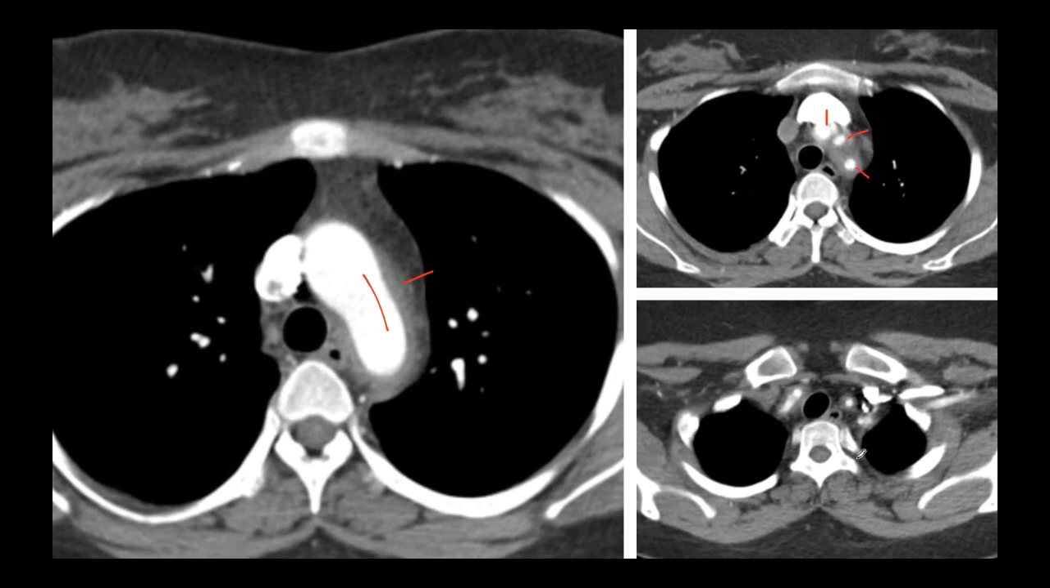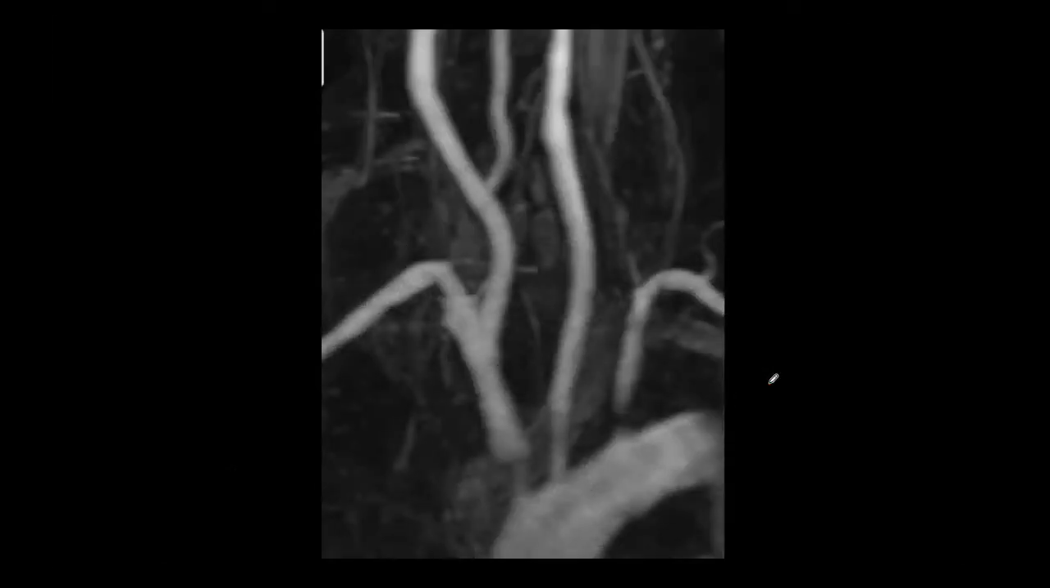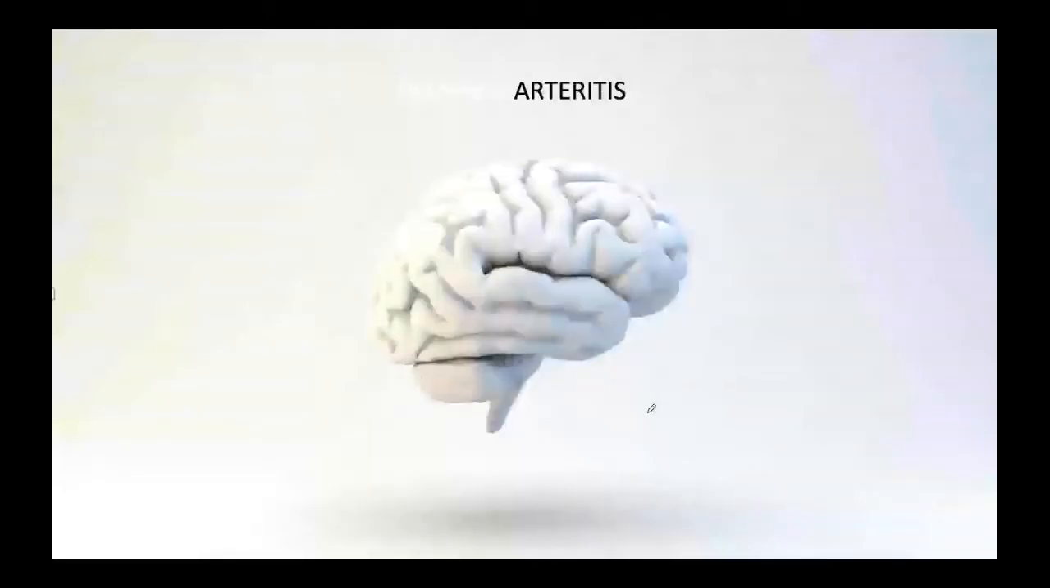And then as you keep going even more superiorly, you can see how they continue to course, but they're all thickened. When you start seeing thickening of these major arterial walls, then naturally it causes narrowing of the vessels with multiple stenoses. And this one, sorry about this, this is Takayasu arteritis.